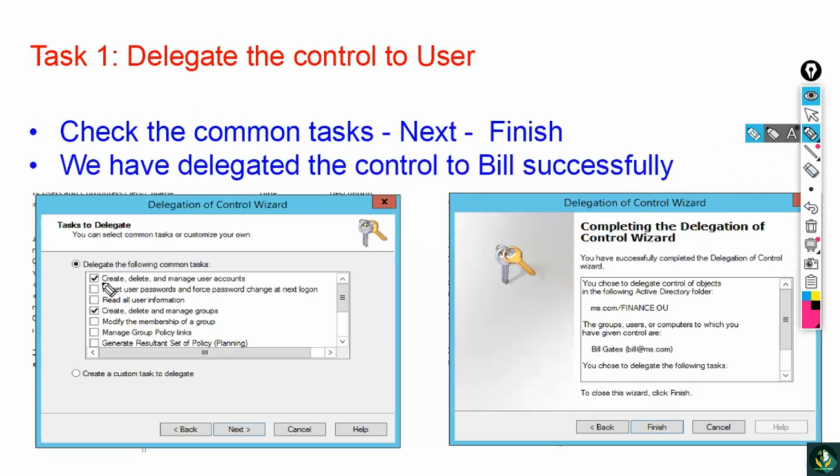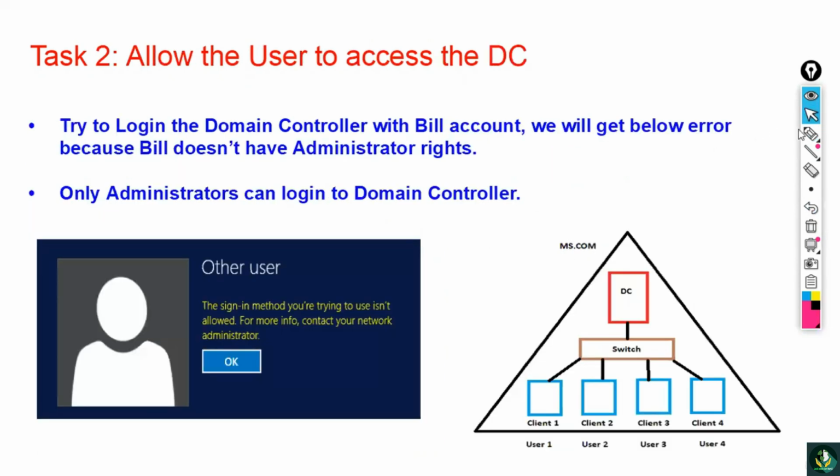And here we will select the tasks to delegate. Our requirement is to delegate these tasks: create, delete, and manage user accounts, and create, delete, and manage groups also. So we have selected these two tasks. Then we'll click next, then finish. So we have delegated the task here, and now we'll try to log on to the domain controller with the Bill account.